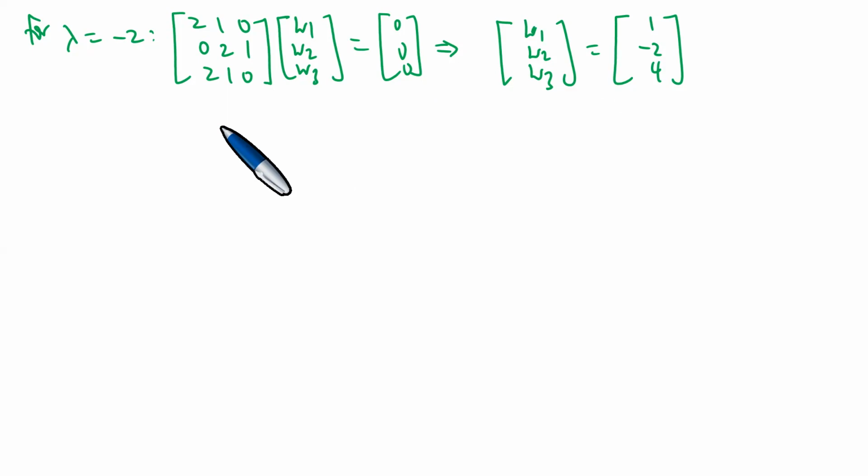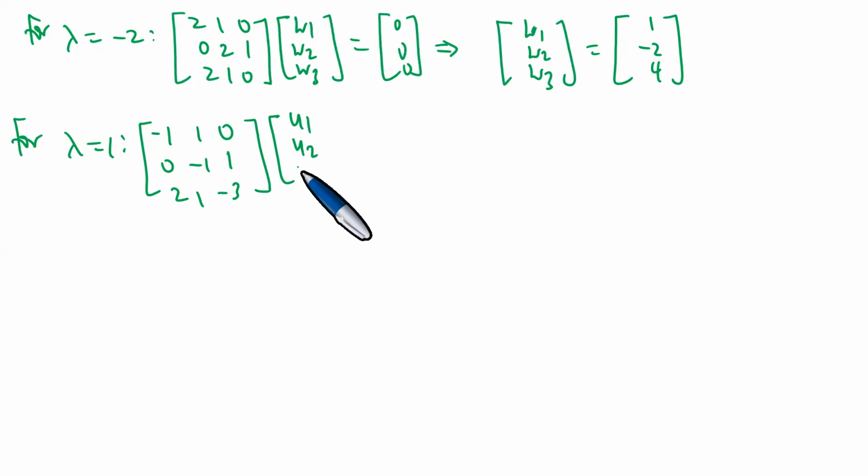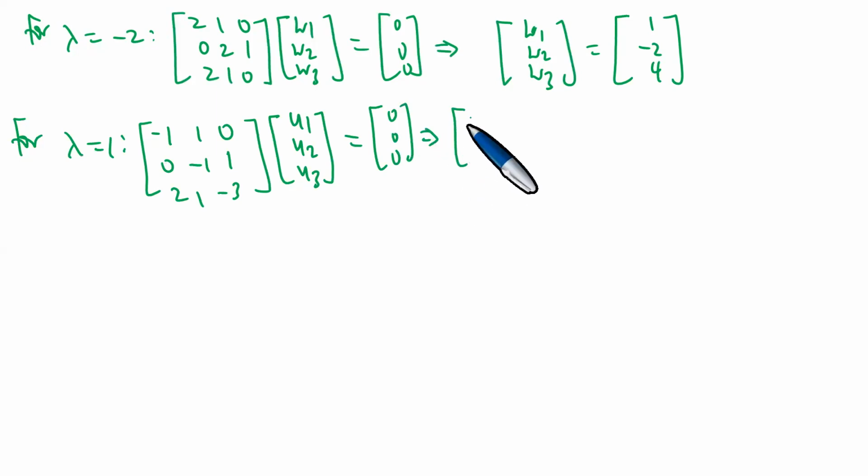And this gives us a solution. Okay, I'm going to write the solution. For lambda equals 1, there's also this matrix here. So for lambda equals 1, the matrix from that lambda matrix is minus 1, 1, 0, 0, minus 1, 1, 2, 1, minus 3. In any order, I would call this one U1, U2, U3. It doesn't really matter. And this is 0, 0, 0. So at the end of the day, this is 1 1 1.